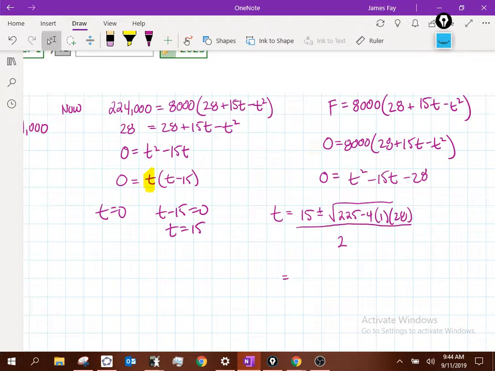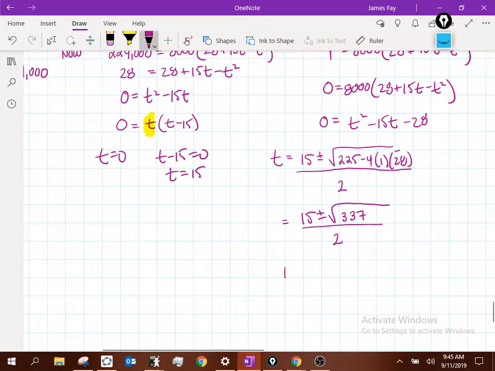Okay? That gives me 15 plus or minus, is that 337? So 56, what's that, 112? Yeah, it should be 337 underneath, and then 2 here. Okay? So it gives me two answers: 15 plus root 337 over 2, and 15 minus root 337 over 2.